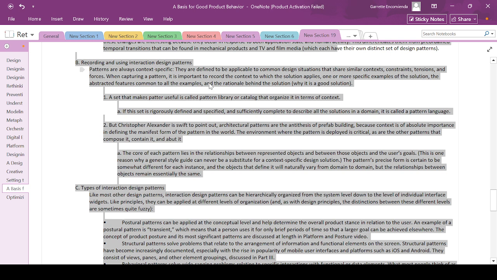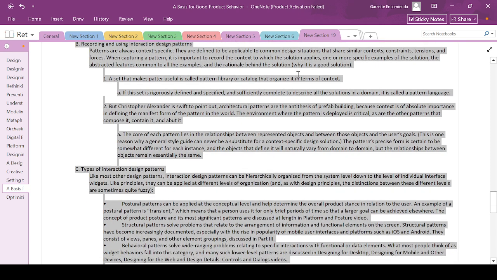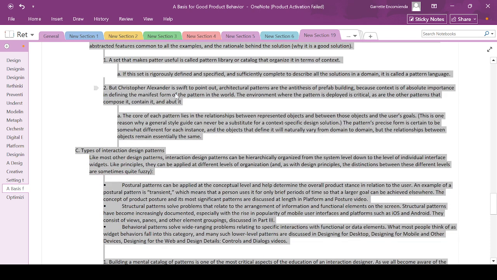So when capturing that, it's important to record the context, because one or more specific examples of the solution to that context, to make sure that pattern is really applicable to our context. The abstracted features common to all the examples and the rationale behind the solution, why it is a good solution. So you should have a clear written document of why it is good and the common context which that solution is provided for.